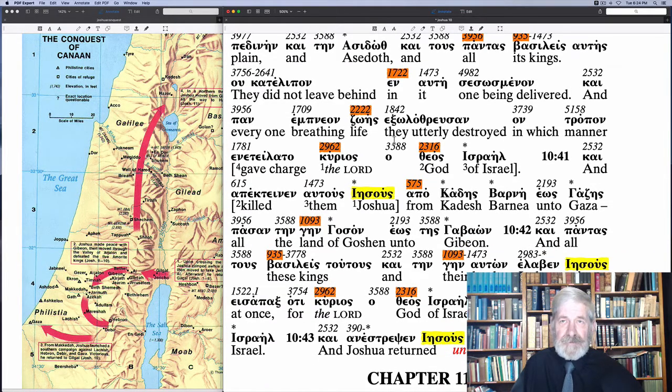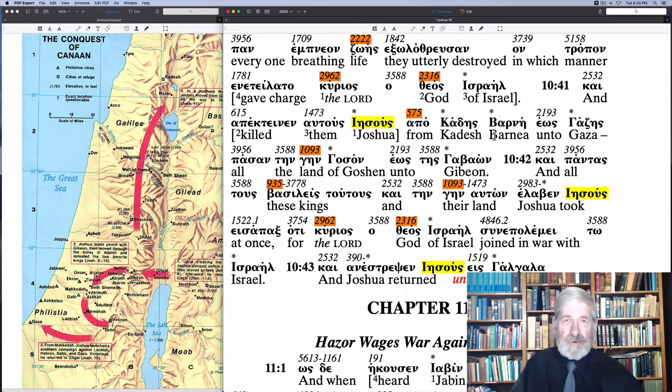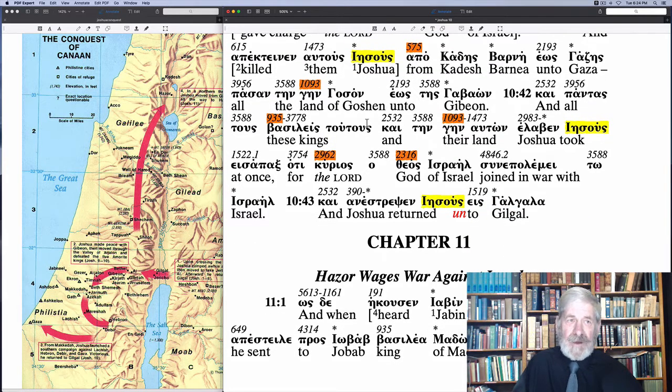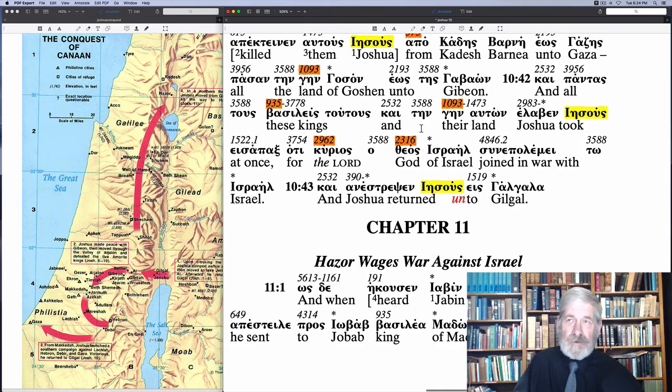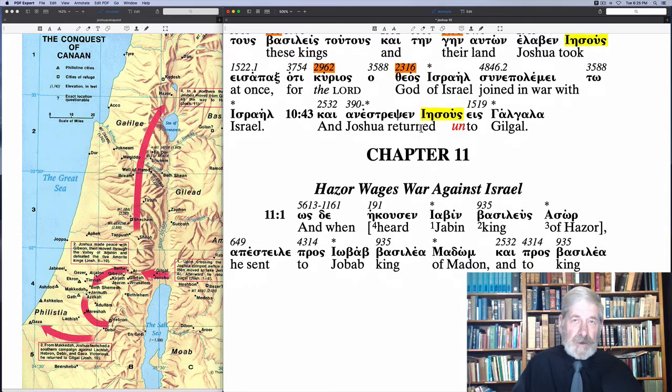And every one breathing life they utterly destroyed, in which manner the Lord God of Israel gave charge to destroy it. And Joshua killed them from Kadesh Barnea unto Gaza. Gaza's over here. Kadesh, I believe, is down in here somewhere. All the land of Goshen unto Gibeon, and I believe Goshen is over here by Egypt. And all these kings and their land Joshua took at once, for the Lord God of Israel joined in war with Israel. And Joshua returned unto Gilgal, up here.